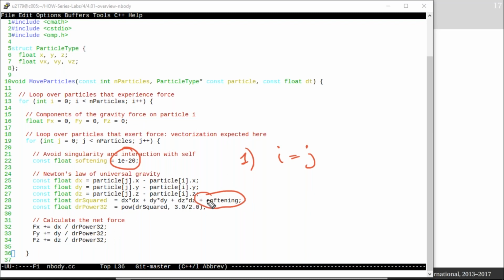You can check what's happening. If I is equal to J, then all of these are 0. This is a small number. This is a small number. And then you have 0 divided by a small number, which is numerically 0. That's good. The second reason for the softening is that when particles approach each other too closely, and delta x, delta y, delta z are all small, it will prevent the particle solver from blowing up, and so it improves stability.